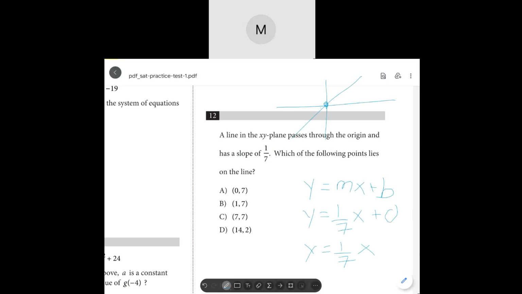I'm looking at the x values. If x is 0, my value for y is 0, so this does not work. If x is 1, my value for y is 1/7, so this does not work. If x is 7, my value for y with 7 times 1/7 is 1, so this does not work. When x is 14, 14 times 1/7 is 2, which means D is my answer.